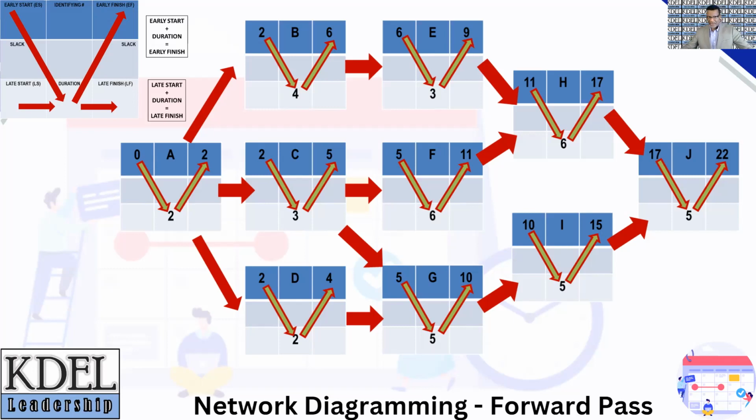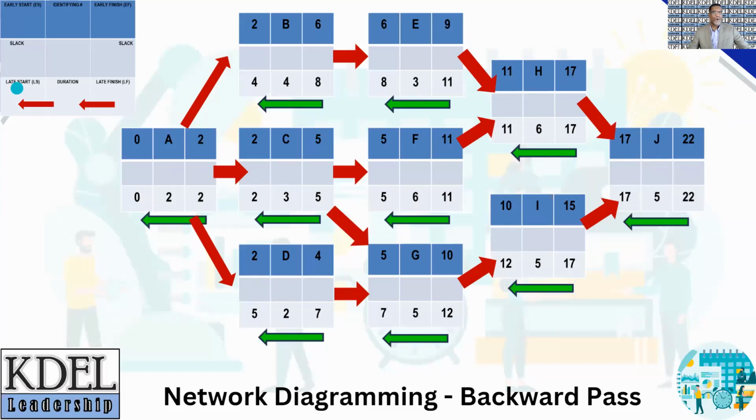For this small project, the scheduled completion date is at the end of 22 weeks, which is the early finish date for activity J. Now we're going to reverse and do what we call the backward pass. This helps us identify the values of the late start and late finish dates. And we're going to work backwards this time from activity J back to activity A.